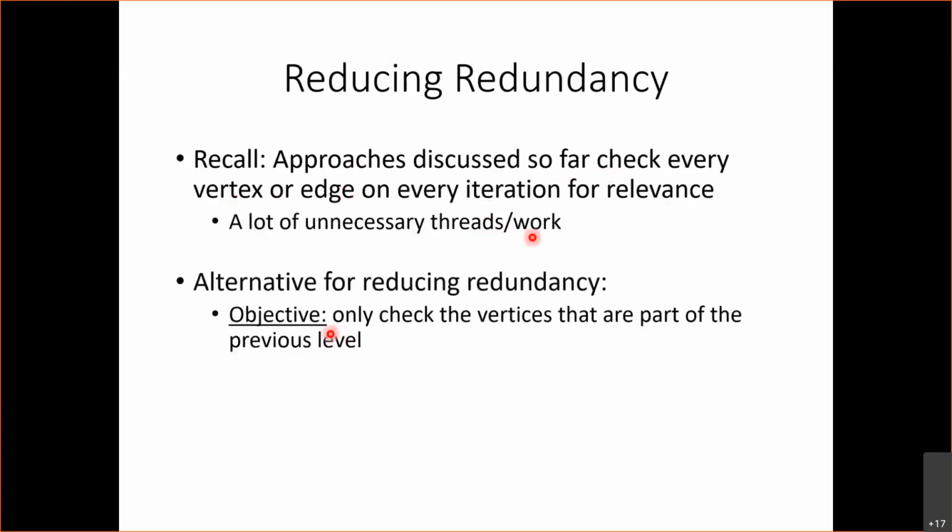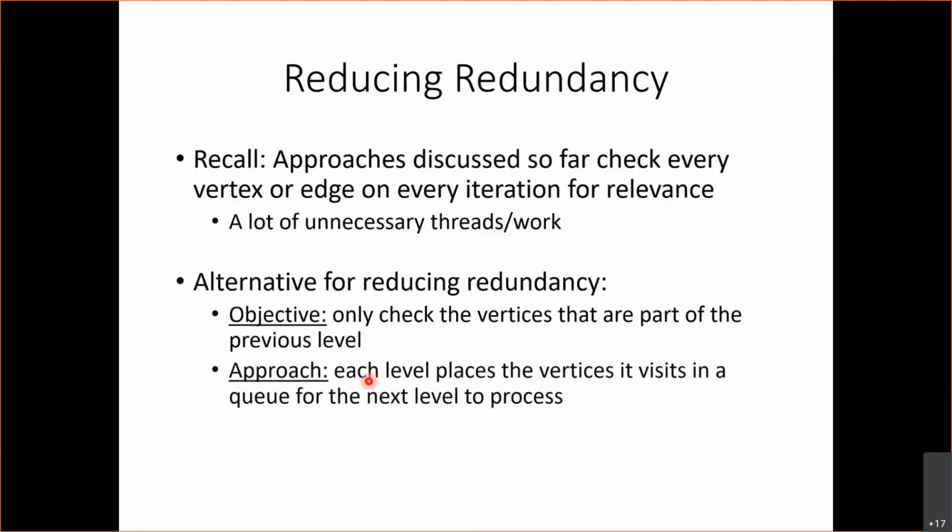Our objective is to only check the vertices that are part of the previous level. We don't want to check all vertices at every iteration. So the approach that we're going to follow is that on each level, we will place the vertices that were visited on that level in a queue. And then on the next level, we're only going to process the vertices that are in that queue. Okay? So the vertices will be queued on each level, and these vertices form the level's frontier.